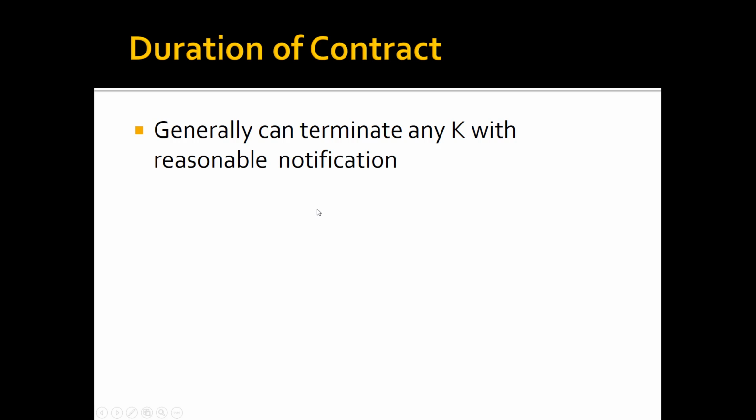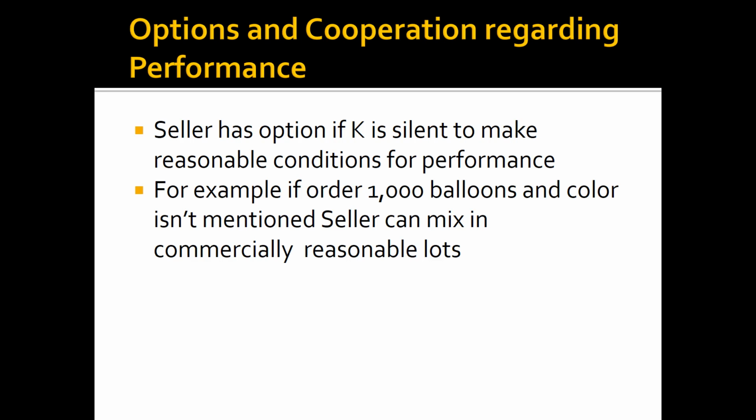Generally, you can terminate any contract with reasonable notification under the UCC. Again, this can be modified. I told you, if you don't like that term, change it. The seller has the option, if the contract is silent, to make reasonable conditions for performance. So if the contract says, send me 1,000 balloons, and there's no color mentioned, pink balloons, red balloons, they can mix in whatever is commercially reasonable.